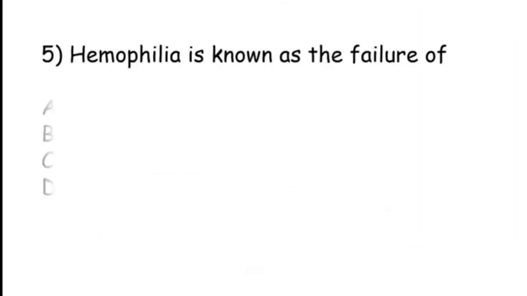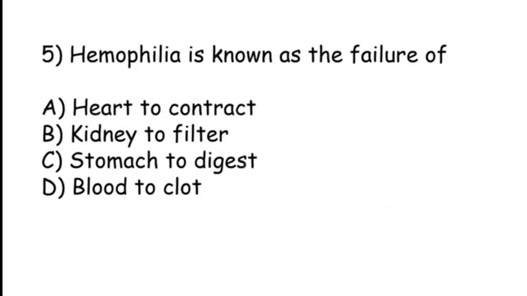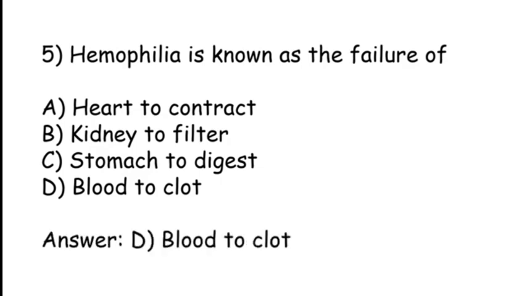Hemophilia is known as the failure of heart to contract, kidney to filter, stomach to digest, blood to clot. The correct answer is option D, blood to clot.